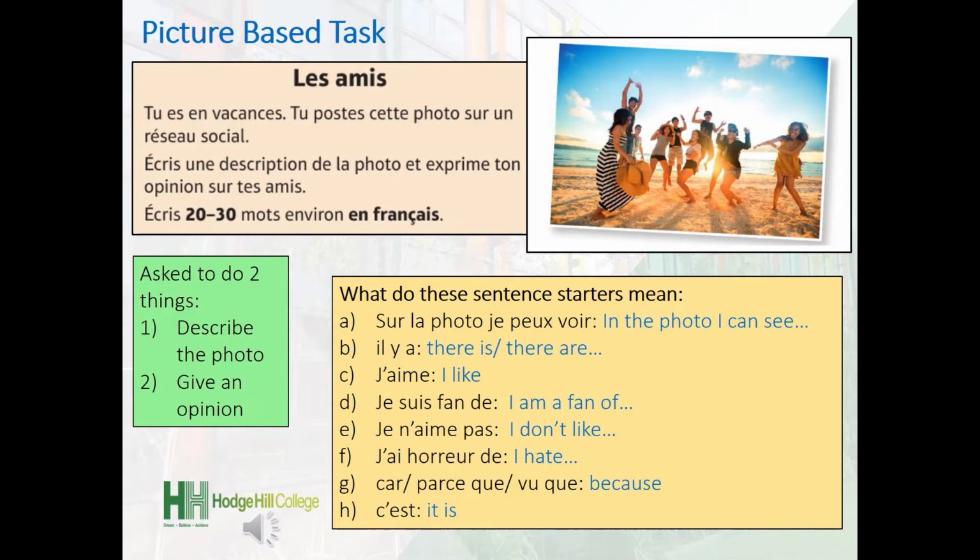In terms of describing the picture, we've got "C'est la photo, je peux voir," which means in the photo I can see. You could swap out "je peux voir" for "il y a," which means there is or there are. Regarding the opinion, I've put "j'aime," which is I like, "je suis fan de," which is I'm a fan of, "je n'aime pas," which means I don't like, "j'ai horreur de," which means I hate. And then in order to justify those opinions, there are 3 versions of because, which are car, parce que, and vu que. As I said, after that, you would need to then add an adjective to make it make sense.